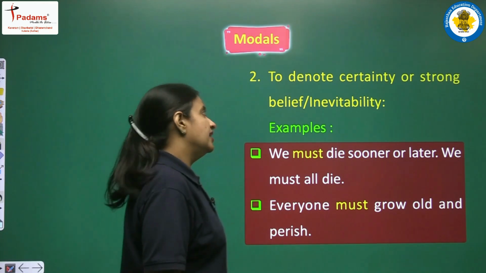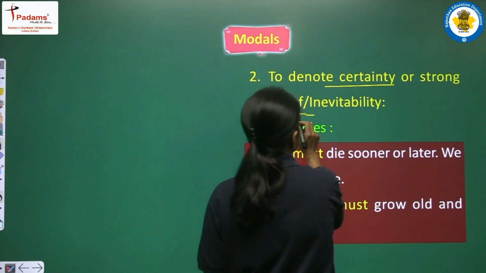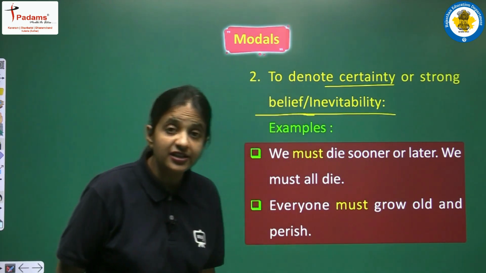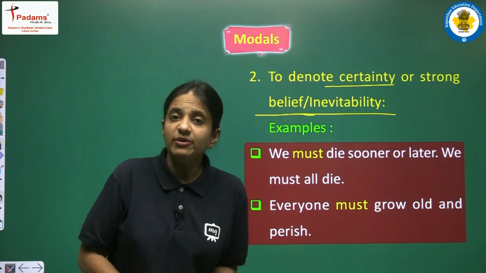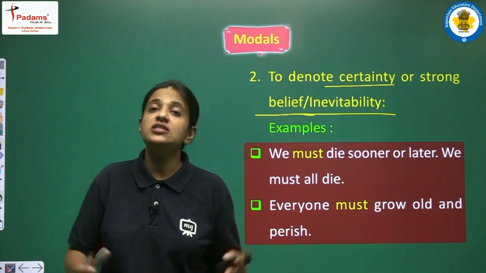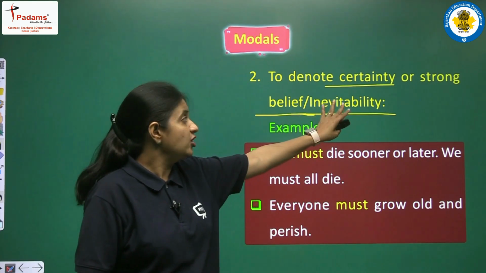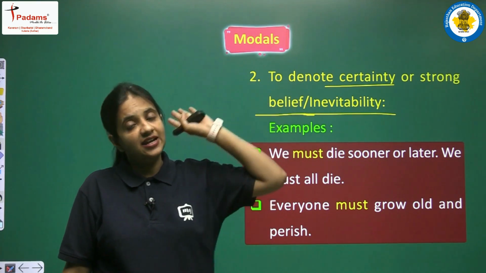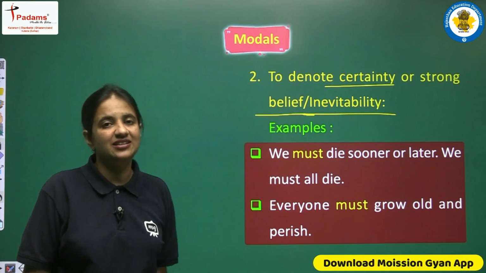So let's see. It is used to denote certainty or strong belief, or we can say inevitability. So whenever in a sentence we are trying to show very strong belief of something, we are trying to show certainty of something, and we are trying to show the fact that are totally inevitable, then again we have to use must in a sentence. And let's see the examples to clear the point.